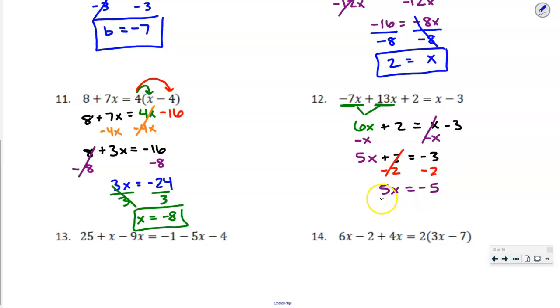I will undo x being multiplied by 5 by dividing each side by 5, and I get x is equal to negative 5 divided by 5 is equal to a negative 1.